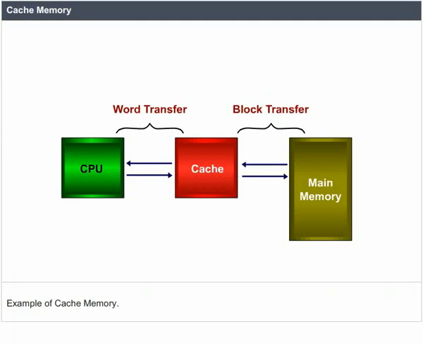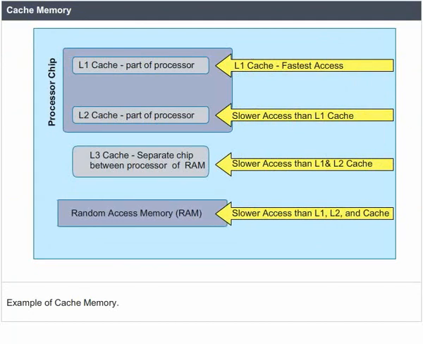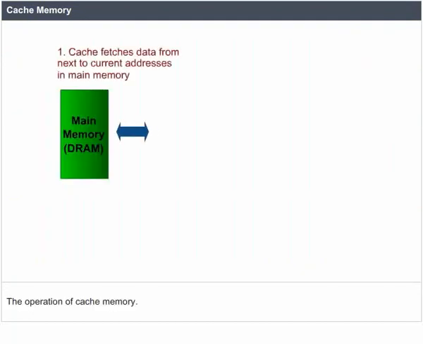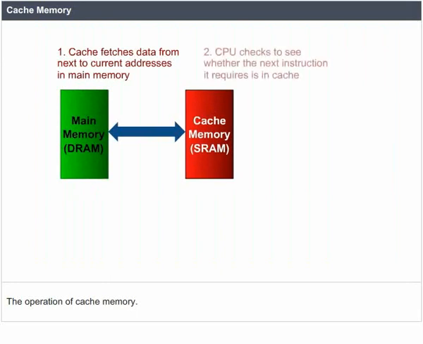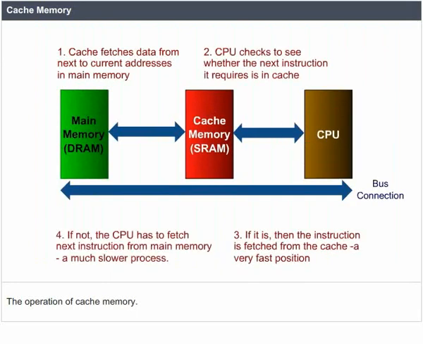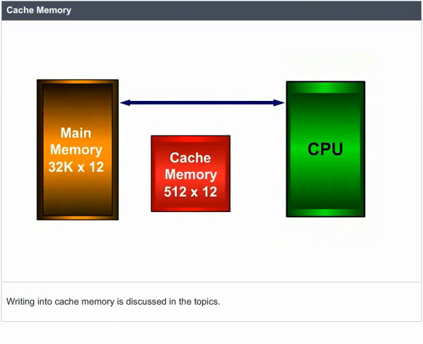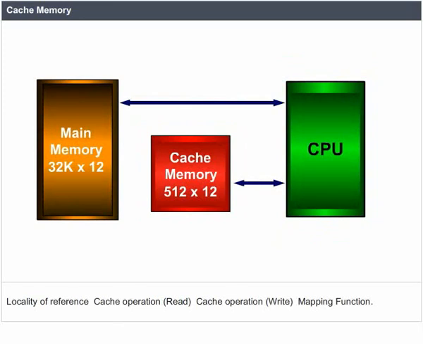Example of cache memory. The operation of cache memory. Writing into cache memory. Writing into cache memory is discussed in the topics locality of reference, cache operation read, cache operation write, and mapping function.